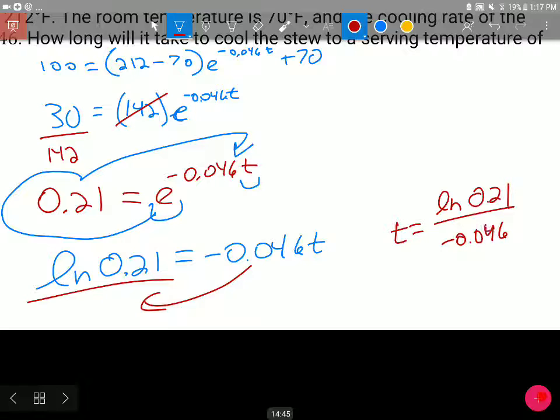If you want to leave it like that, that's fine. If you want to stick it in the calculator and actually get an answer, that's fine too. I don't really care which. For a word problem, I really don't care, unless they say leave it as an exact answer. I think it's something like 80 minutes, or along those lines.